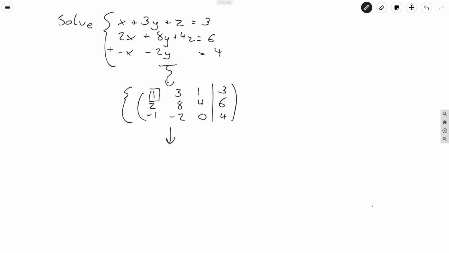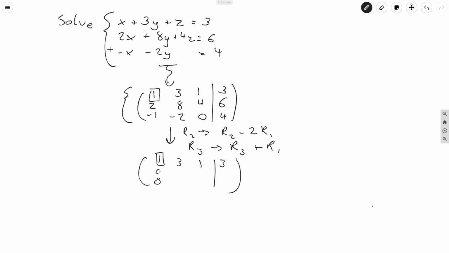We've put our pivot already around our top left entry, and we're going to use the pivot to turn everything below it into 0. So that means row 2 is going to become row 2 minus 2 row 1, and row 3 becomes row 3 plus row 1. That will turn the entries below our pivot into 0. So we get 1, 0, 0. The first row won't change again, and now we just need to keep track of what changes.